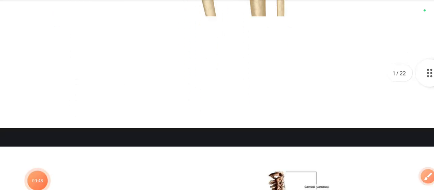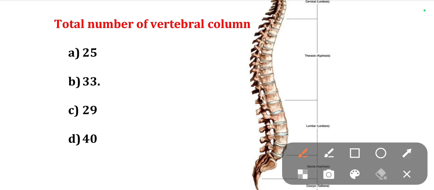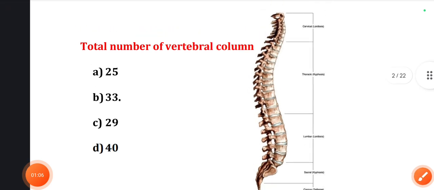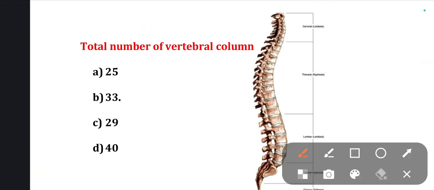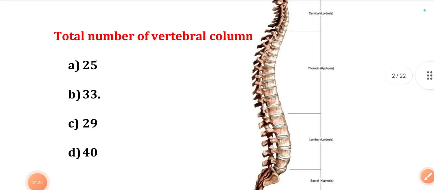Okay, the next question is the total number of bones in the vertebral column. How many bones are present in the vertebral column? 25, 33, 29, and 40. The right one is 33. So 33 bones are present in the total vertebral column. Here you can see the cervical, thoracic, lumbar, and sacral and coccyx regions. The total number of vertebral column bones is 33.